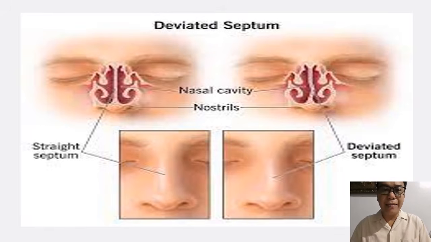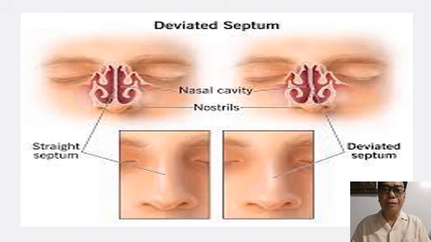is the deviated septum. Okay, so when we talk about deviated septum, obviously there is a deflection of the normally straight nasal septum. So usually our nasal septum is straight. However, for this one, the septum is bent on one side, that results in the altering of the air passages.